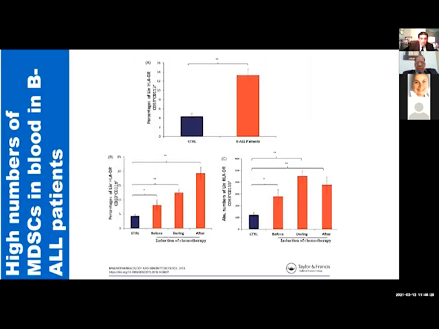And we looked at ALL patients, acute lymphoblastic leukemia patients. We looked at the cells. The total number of MDSC was very high in peripheral blood of these kids. And we looked at before, during, and after induction of chemotherapy. And we expected a low number after therapy. However, we still found a high number of cells, even at the level of percentage and absolute number, in these kids.